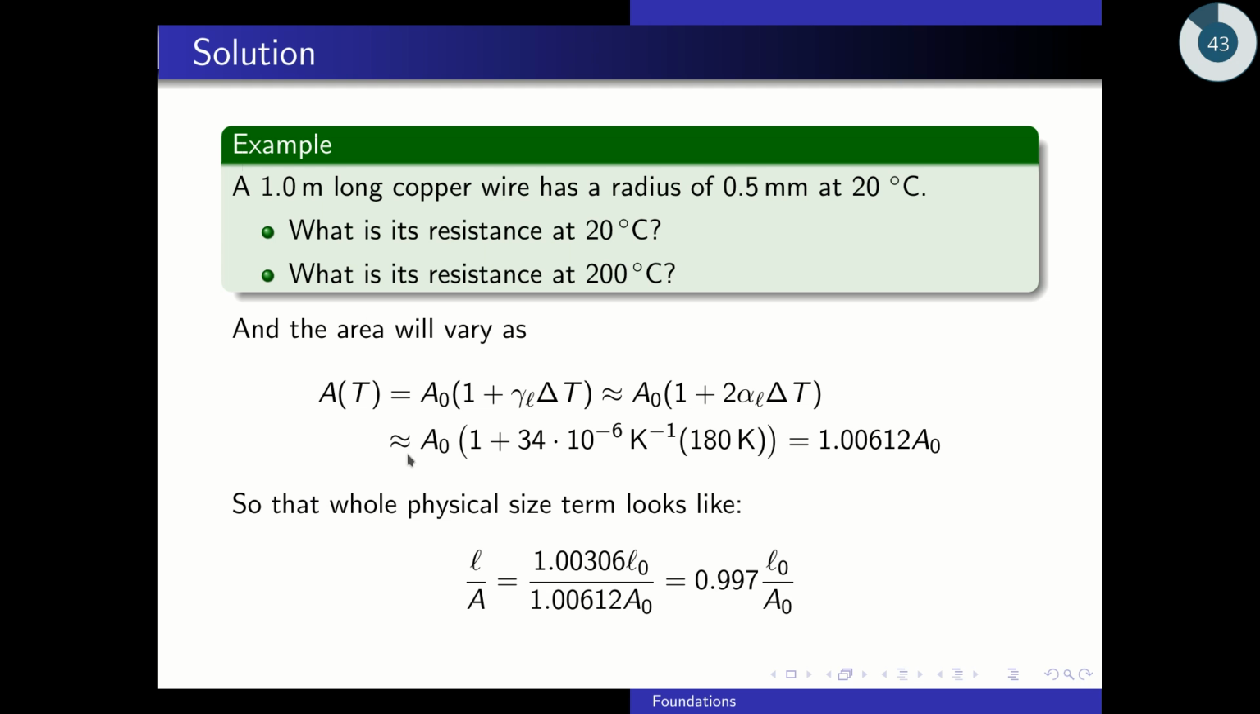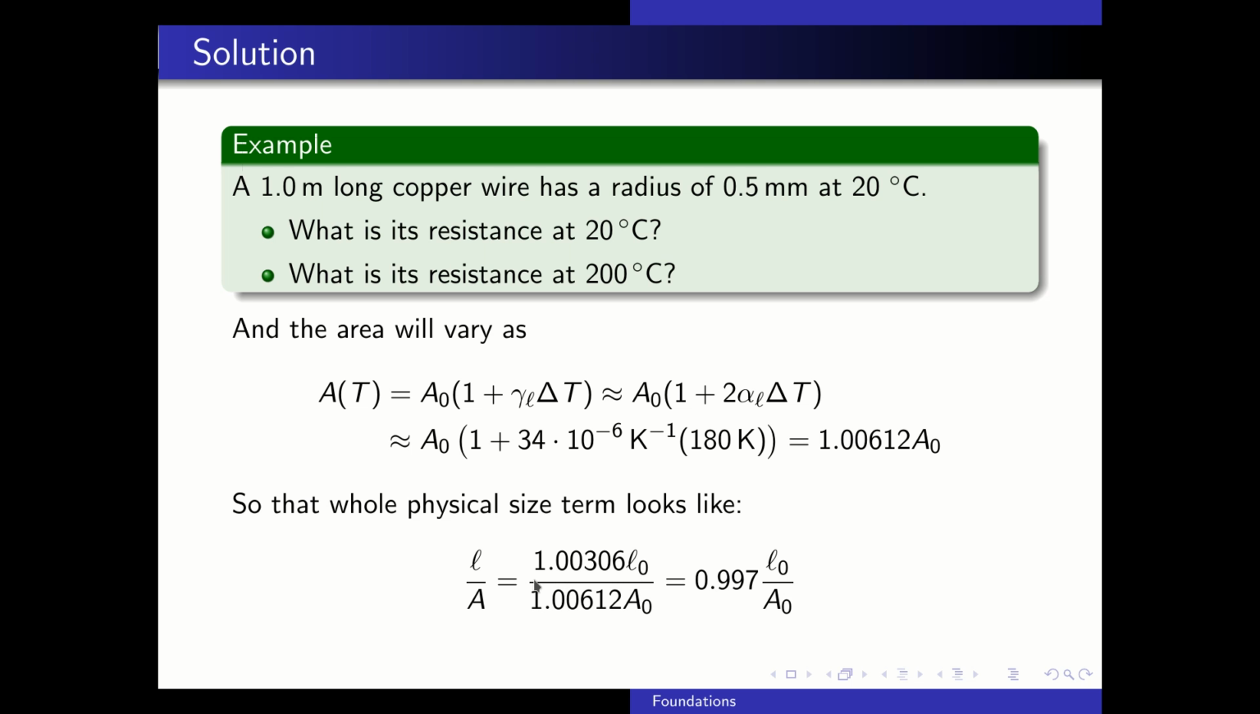We have a similar expression for area, where we can write the area at some temperature T expands by this much, where that gamma can be written as twice the linear coefficient, again from last term. And I use that because we have that linear coefficient on hand. We multiply that linear coefficient of 17 times 10 to the negative 6 per Kelvin by 2, we get 34 times 10 to the negative 6 per Kelvin, and so we come up with this factor. The area increases by about 0.6%.